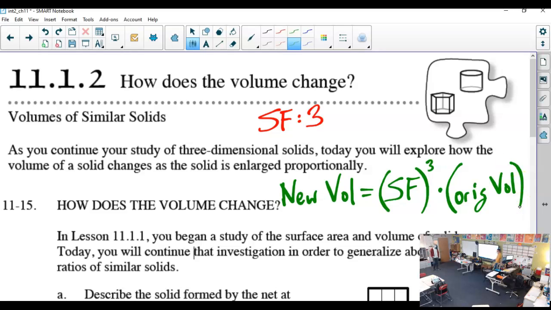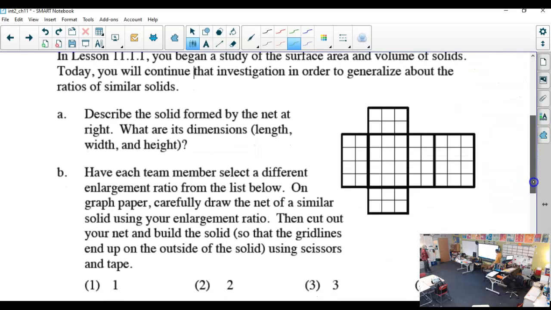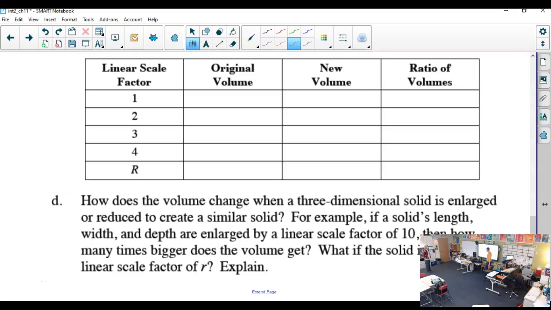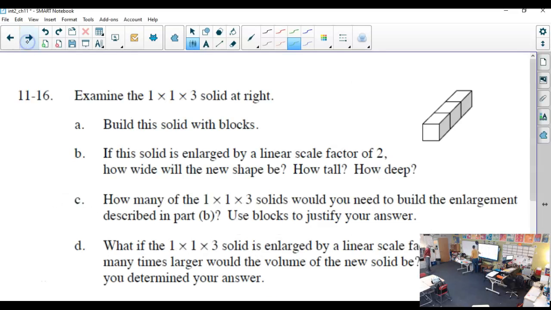Makes sense? Questions? We don't really need to do this. This is how we discover that, but you guys are smarter than the average bear.